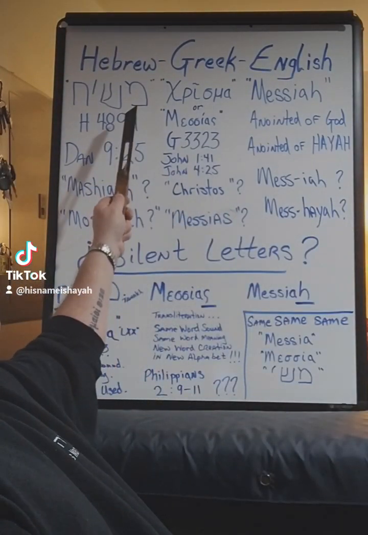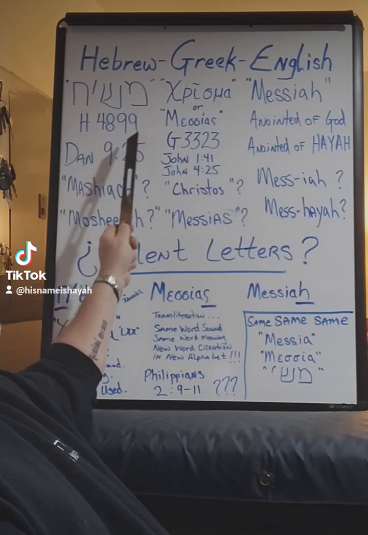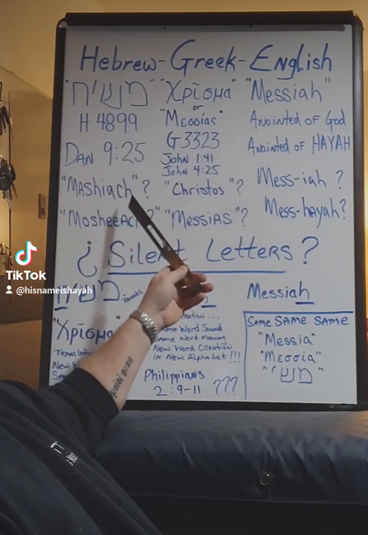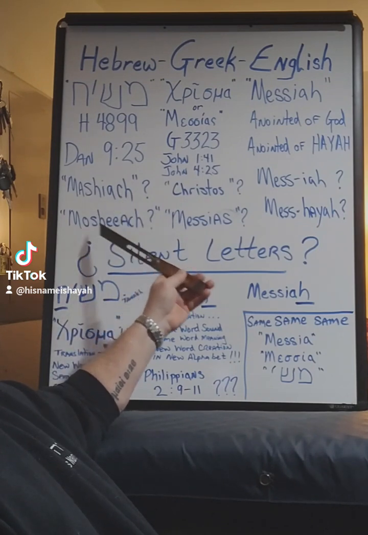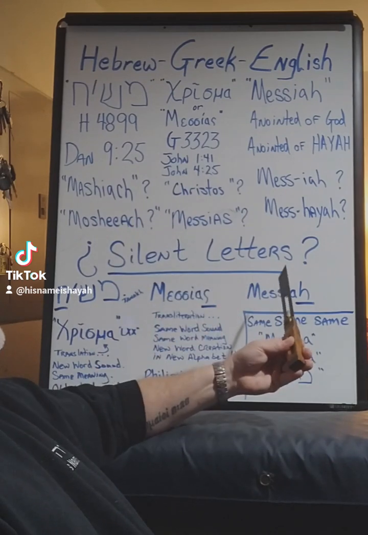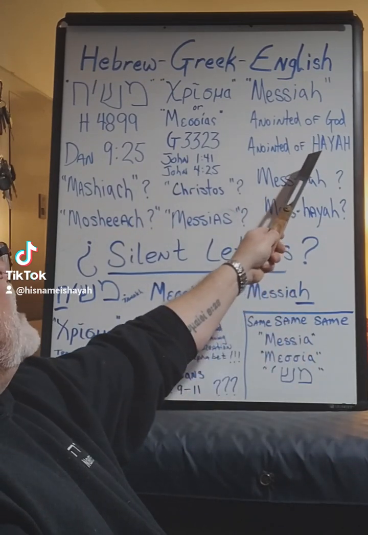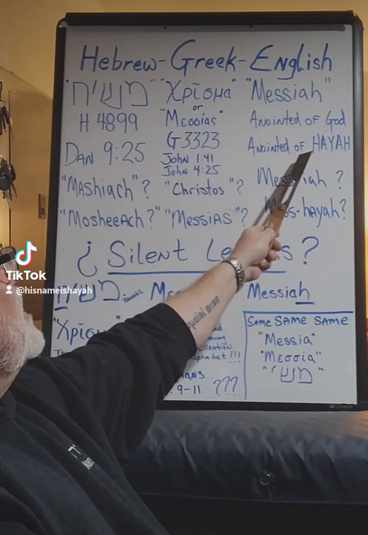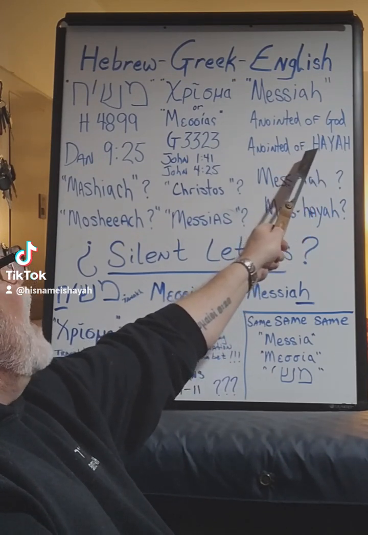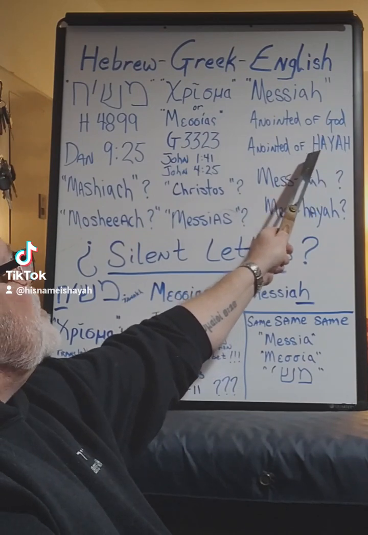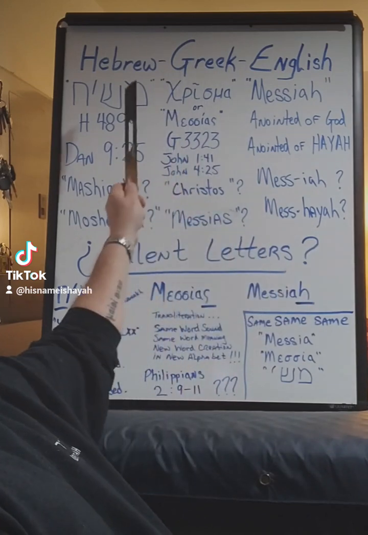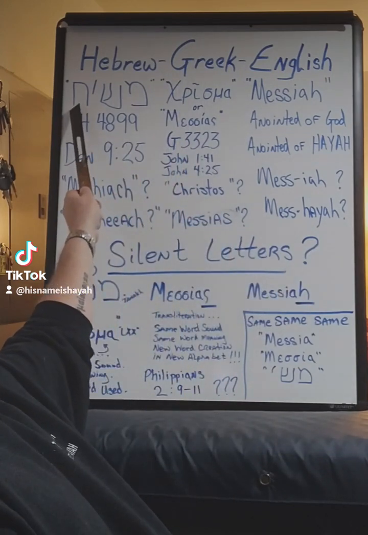So, Hebrew is H4899. It's from Daniel 9:25. They pronounce it Mashiach or Moshiach. And I got an issue with that because of silent letters. Now, in the name of Ayah, that H is a silent letter. That H would probably be a silent letter. Otherwise, it would be HAYAH. But it's just Ayah, but it is spelled that way. So silent letters exist.